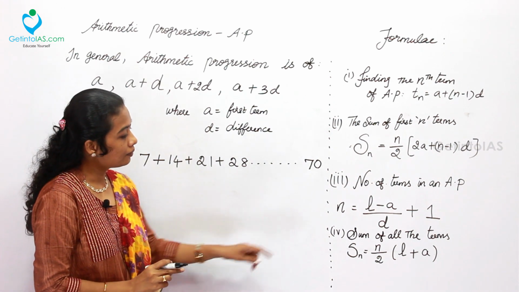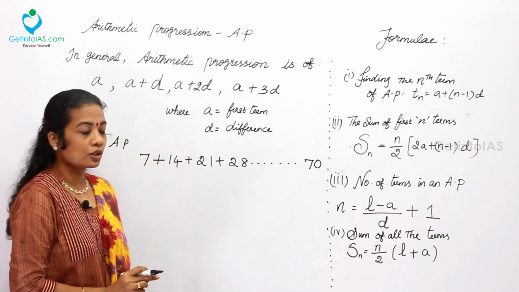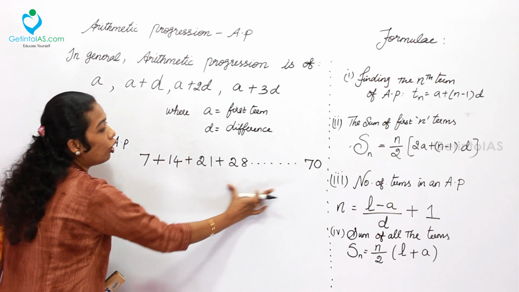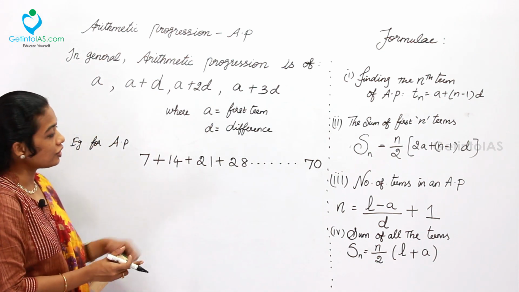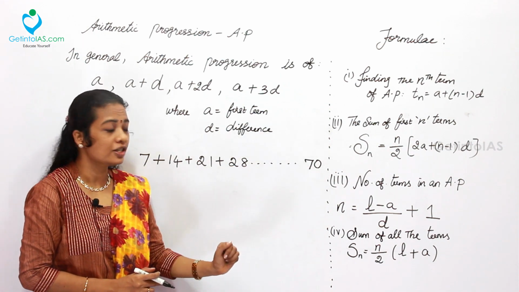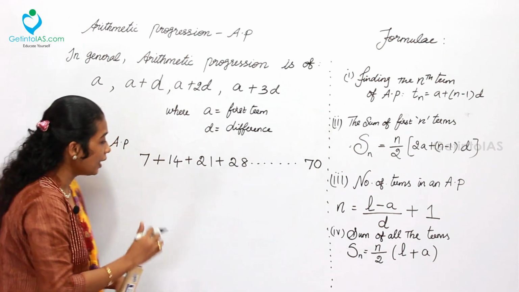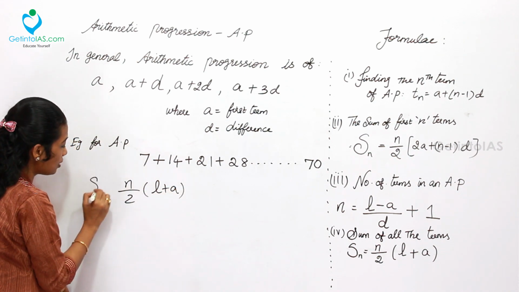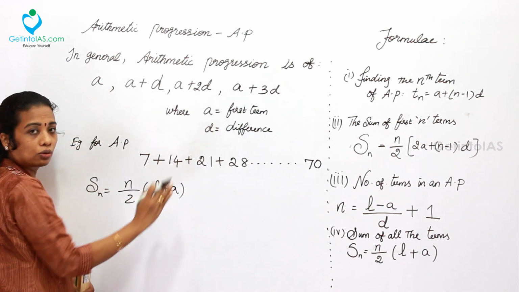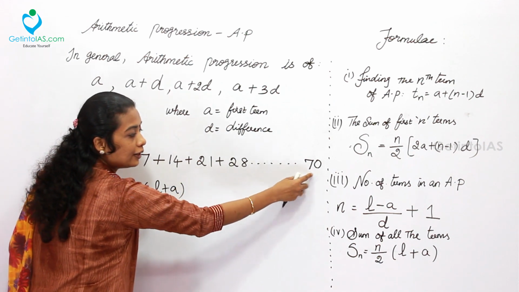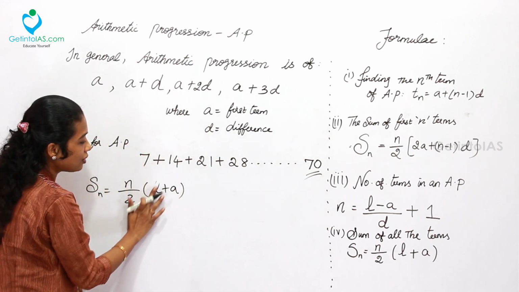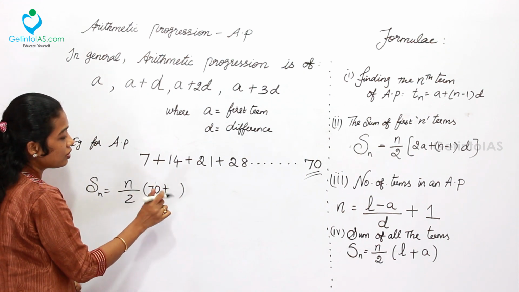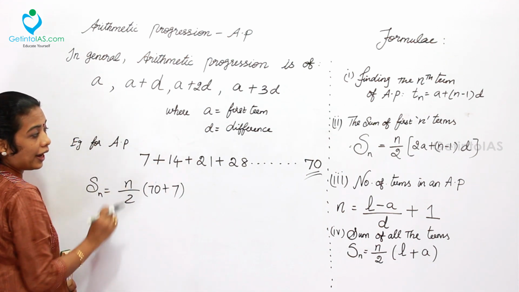Then the next one, the sum of all the terms. You can change the question: what is the sum of all these terms? For the first 5 terms we have taken that formula, right? For this you can simply take n by 2 into (L plus a). This is the summation of all the terms throughout the series. What is L here? L is the last term, 70, so simply substitute 70. What is the first term? Which is 7. What is n?